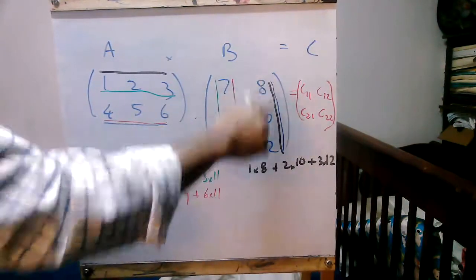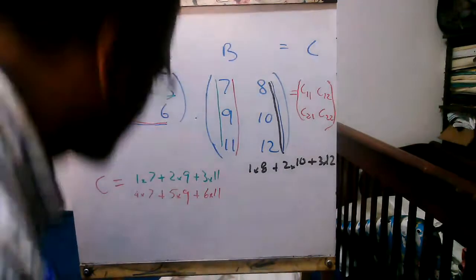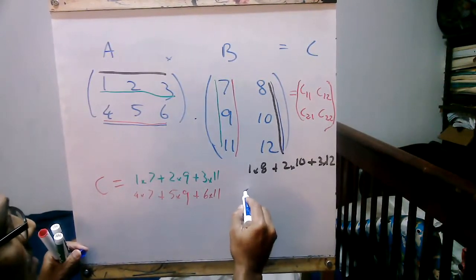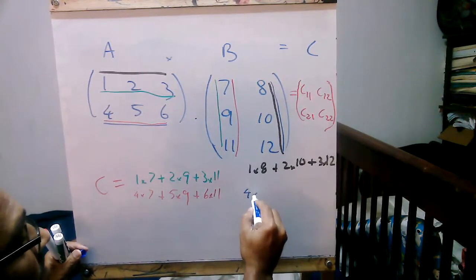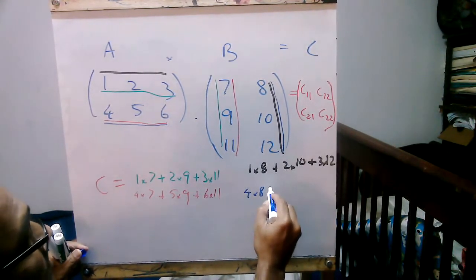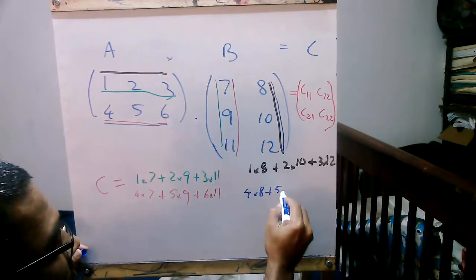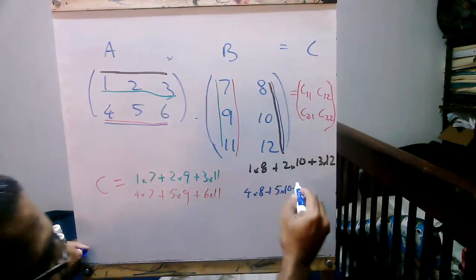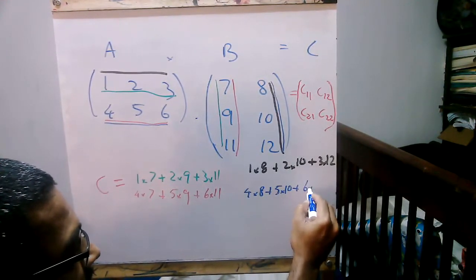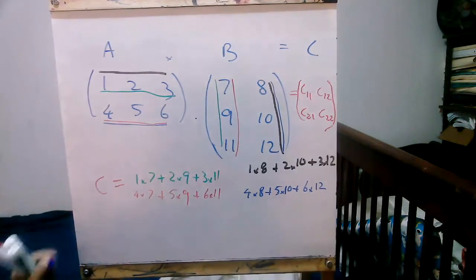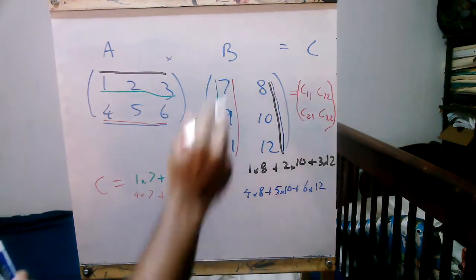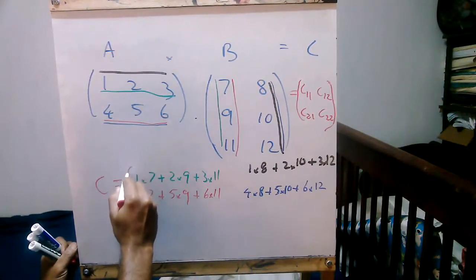I do it in blue. I'm gonna write it here. 4 times 8 plus 5 times 10 plus 6 times 12. Right. So this gives us the resultant matrix C.